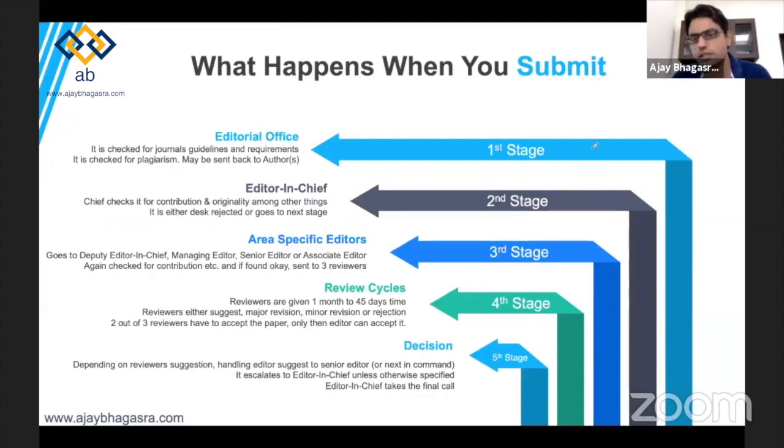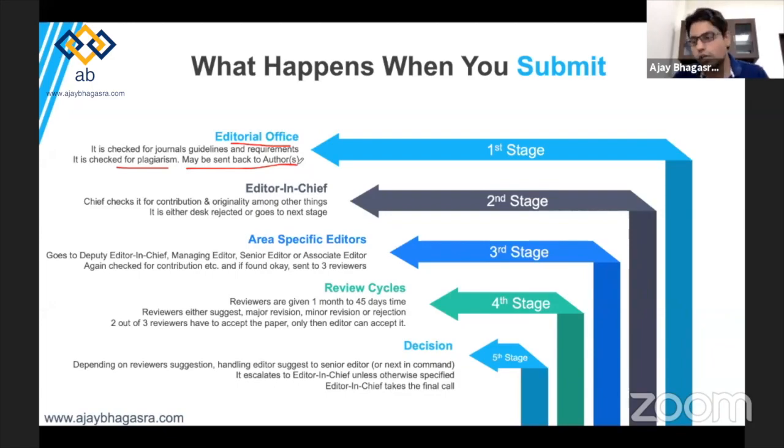The first stage is that it goes to the editorial office. It is checked by the journal staff. The editor is not looking at your paper at this stage. It is checked for plagiarism, and if it is plagiarized, it is sent back to the author saying that it is plagiarized, we will not publish it. We are not taking it ahead.